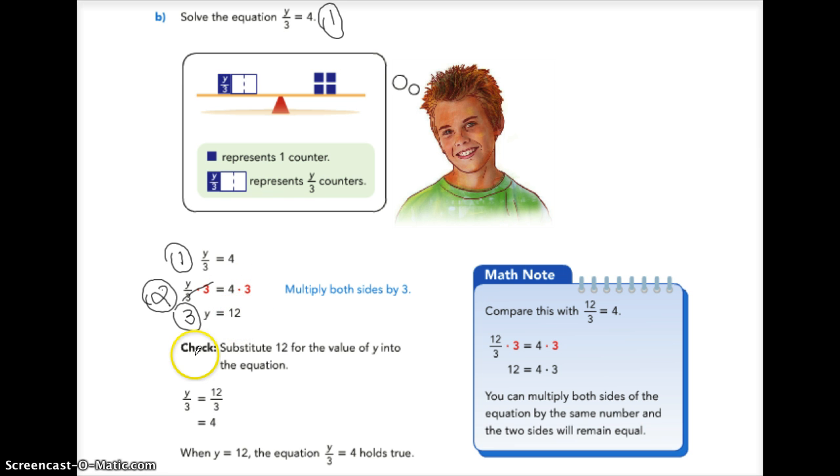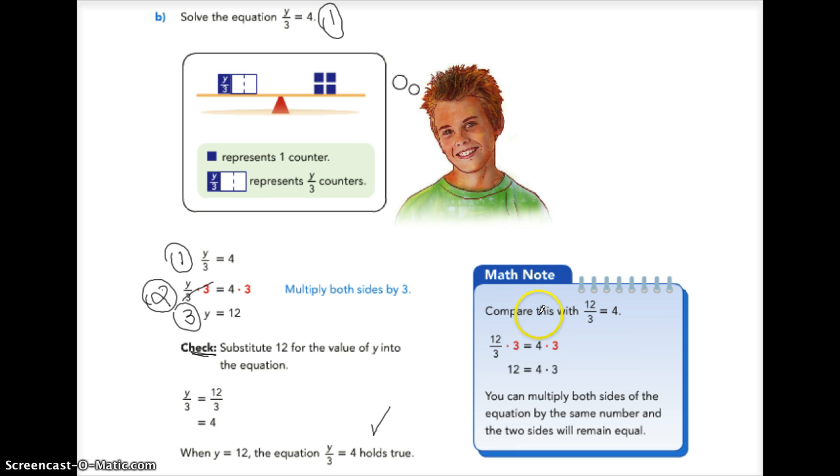So here's your check. You're going to substitute 12 back in for the value of y in the equation to see if it is true. When y equals 12, the equation y divided by 3 equals 4 becomes 12 divided by 3, and yes, that is true. And so that is correct. y equals 12. Your solution is 12.